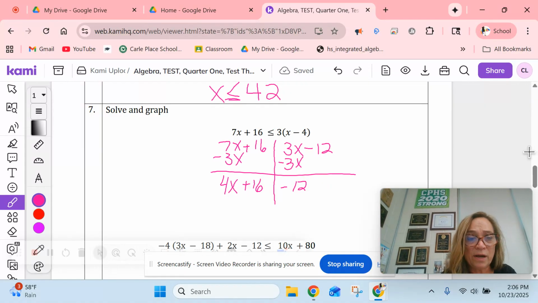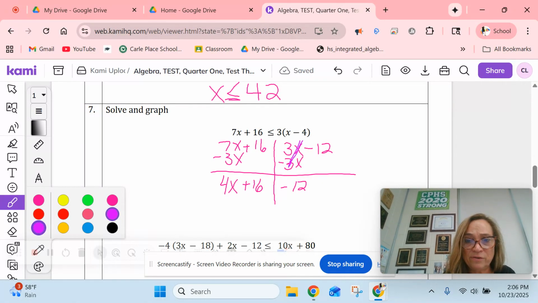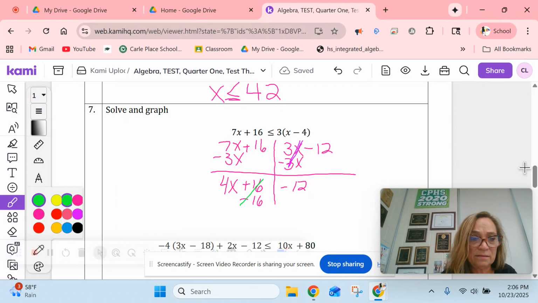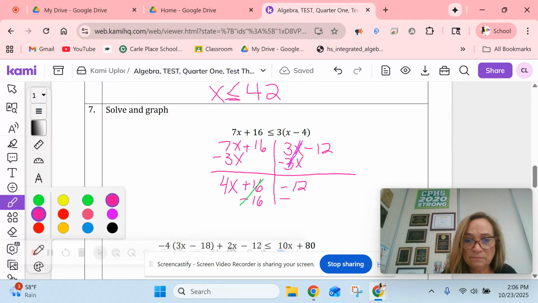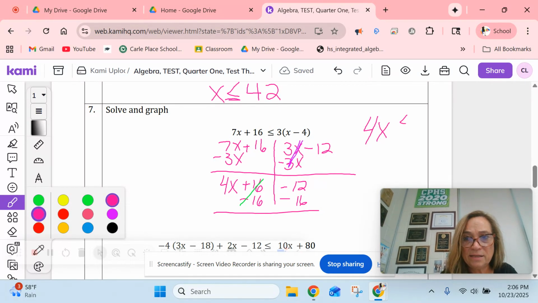Okay, why does this work? Because these are opposites or inverses. They cancel. I'm going to subtract 16 because why? These are opposites or inverses. They cancel. That gives me 4x is less than or equal to negative 28.